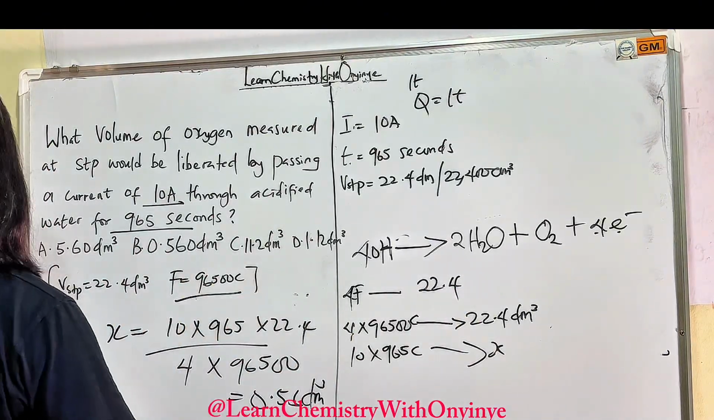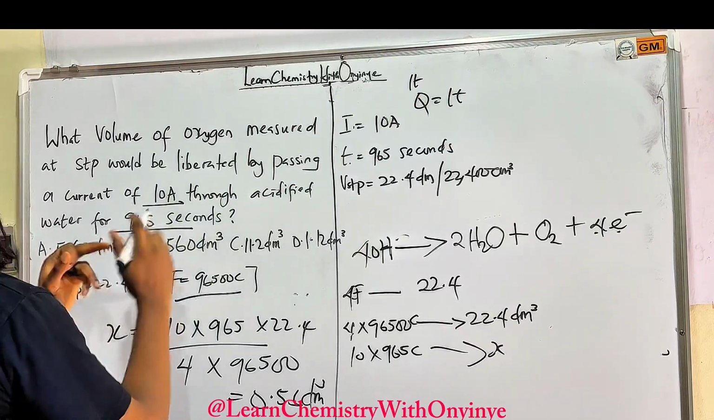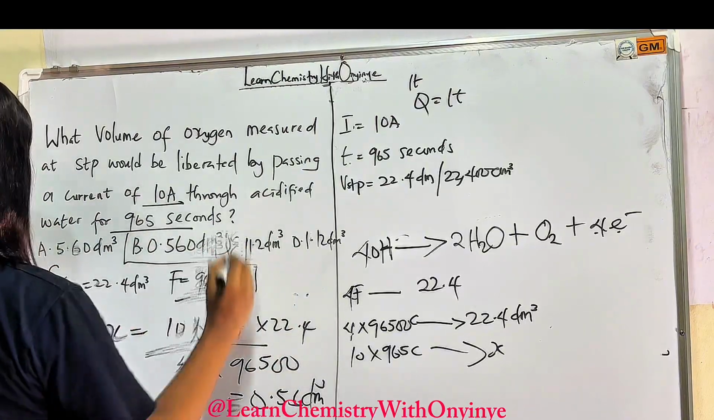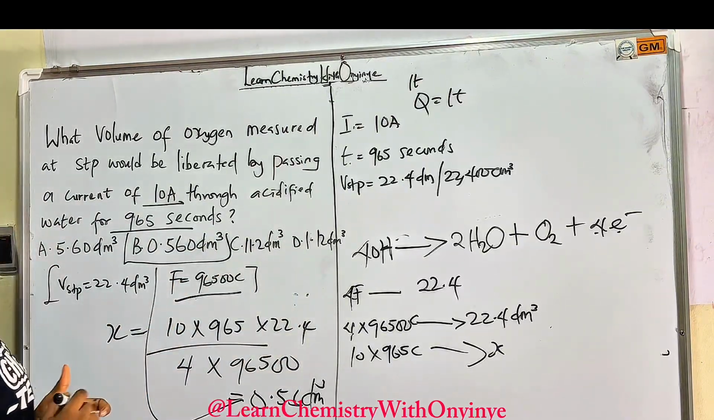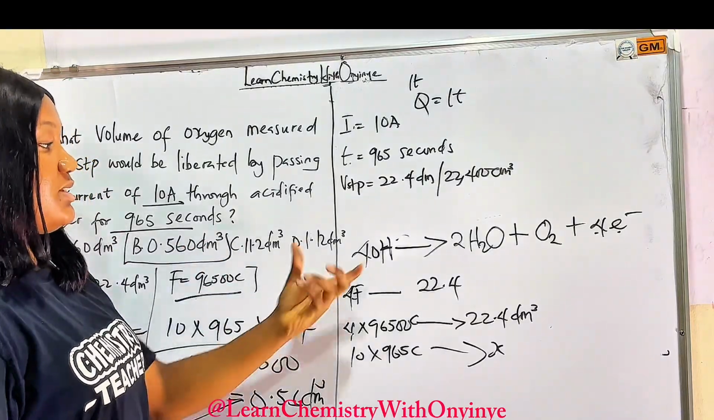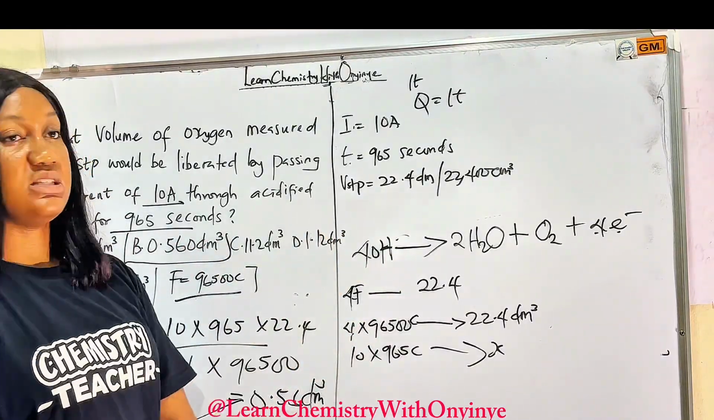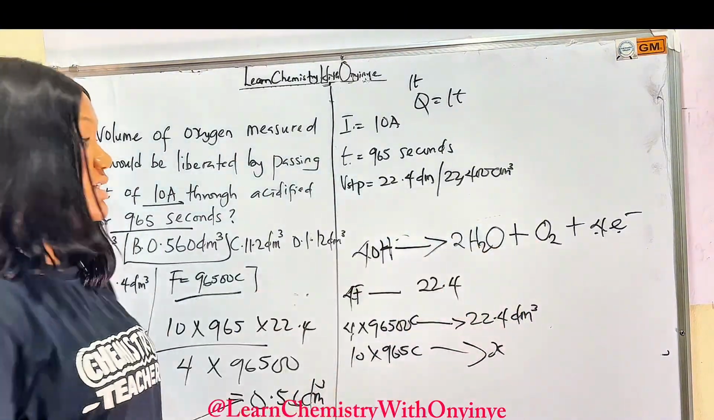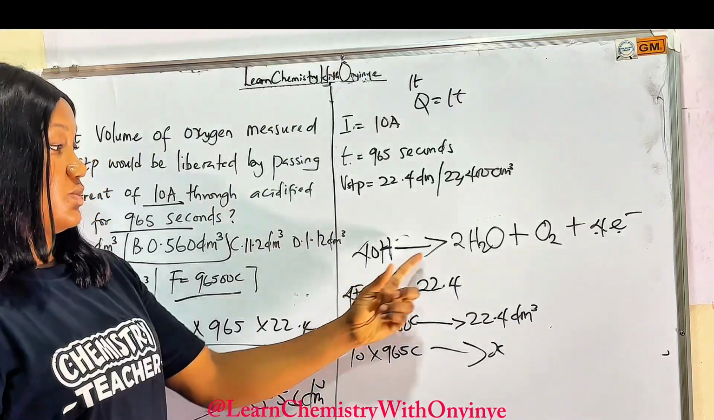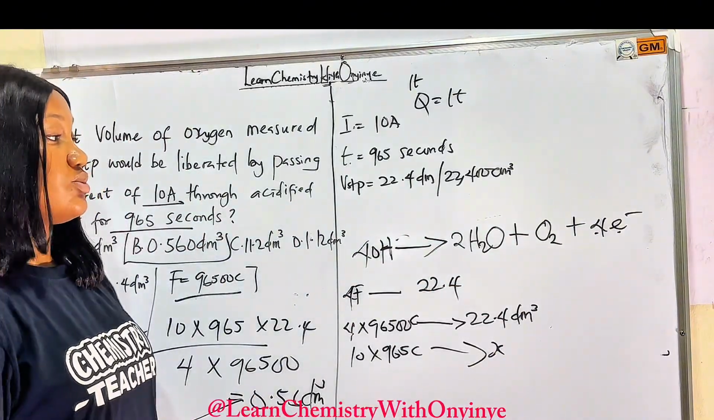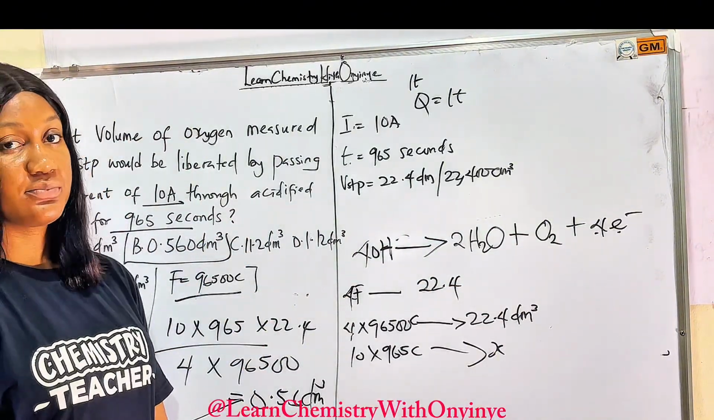Now which of these corresponds to our answer? 5.60 dm cube, 0.560 dm cube, 11.2, 1.21. This, as you can see, corresponds to our answer. So when you see a question like this, how are you going to approach it? Each time you hear electrolysis of acidified water, this is the half equation of what is deposited at the anode. Oxygen is deposited at the anode, and the equation is 4 hydroxyl gives 2 water, 1 mole of oxygen, and you require 4 Faraday of electricity to have this happen. Hope you got that.